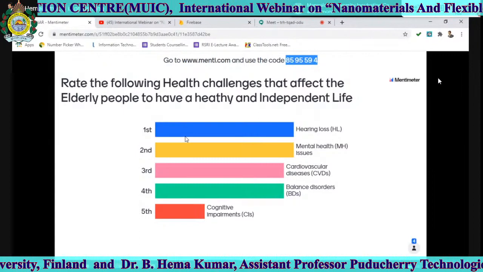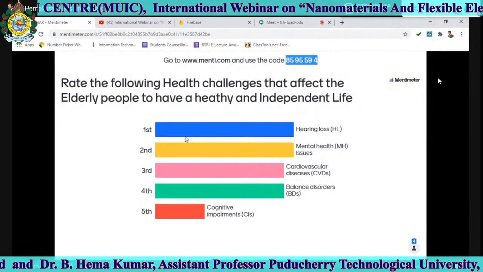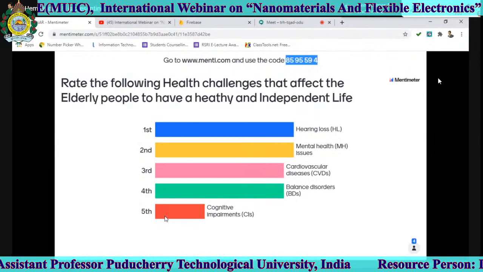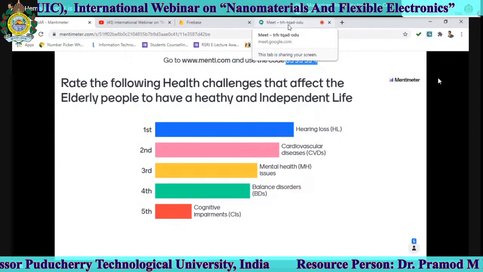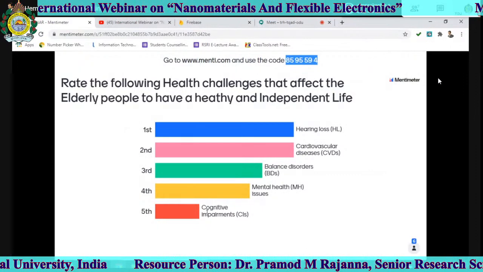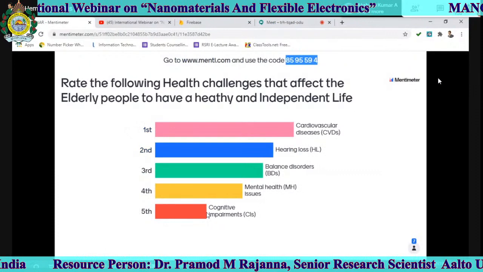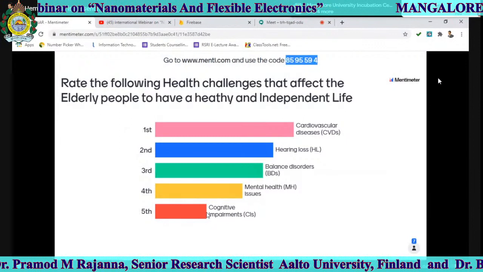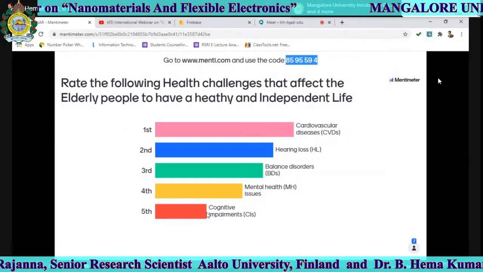As per this, four members have given their views. First is hearing loss, then mental health issues, third is cardiovascular diseases, fourth is balance disorders. The ranking changes actually. So hearing loss, cardiovascular, so first cardiovascular disorders come into the picture. Good. Hearing loss, excellent. Balance disorders, mental health issues, cognitive impairments.